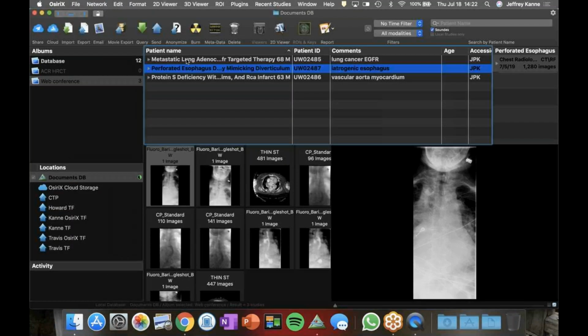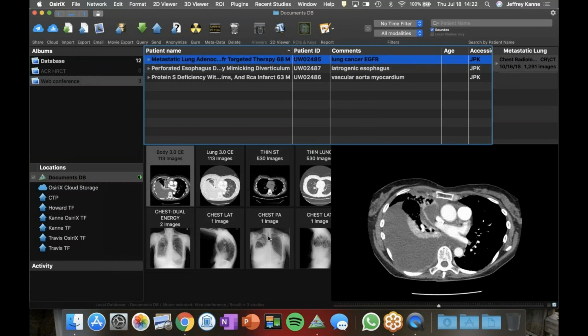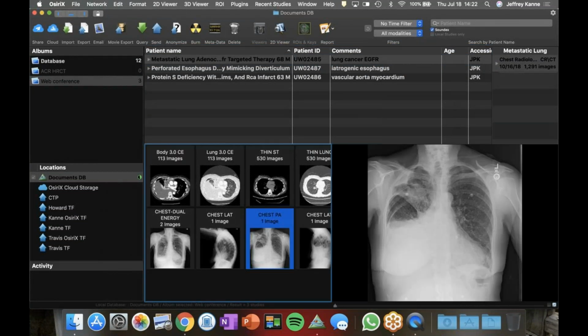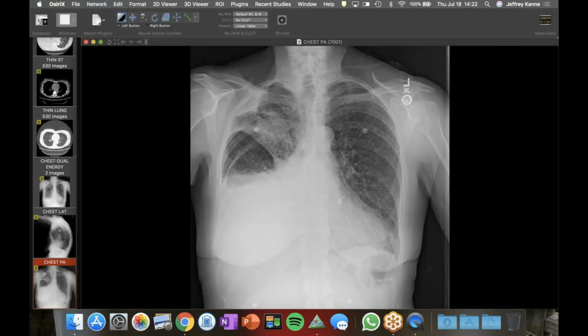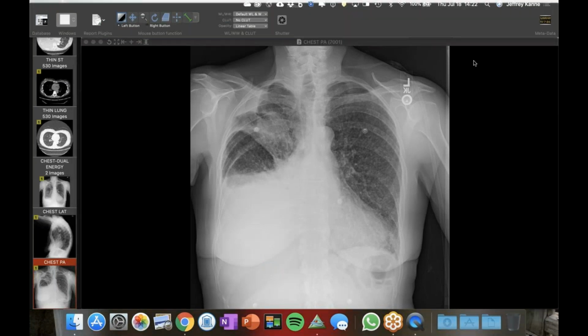Okay. So here are my cases. So this is an interesting case. This is a 68-year-old female patient who presented with cough and shortness of breath, never smoker, and had this radiograph. You can see there's upper lobe collapse with a mass, and there's diffuse tiny nodules, and there's pleural effusion on the right.